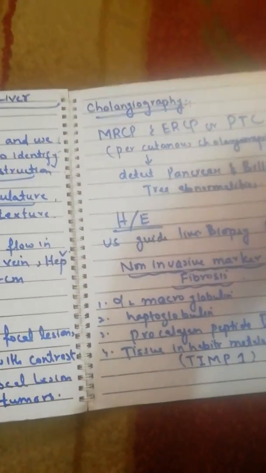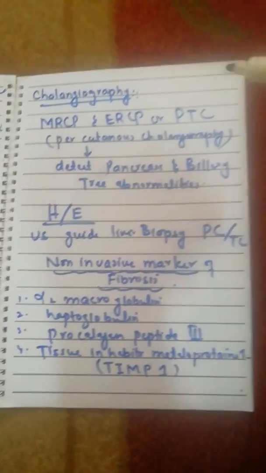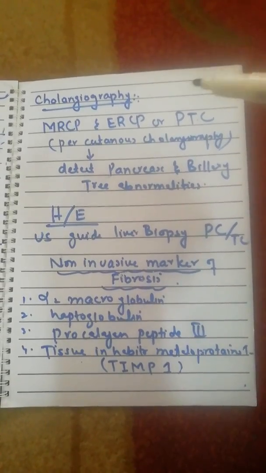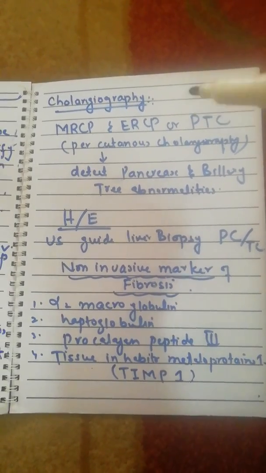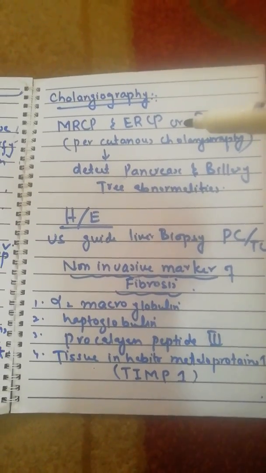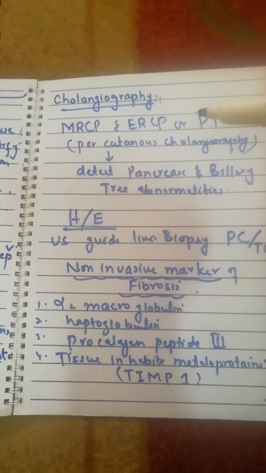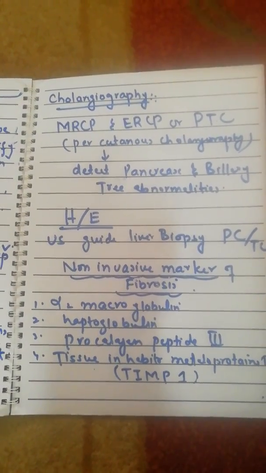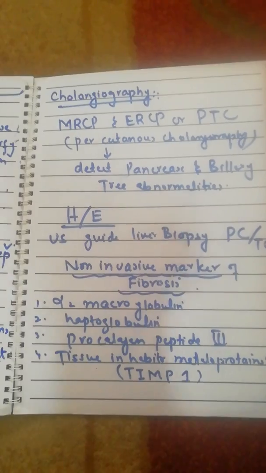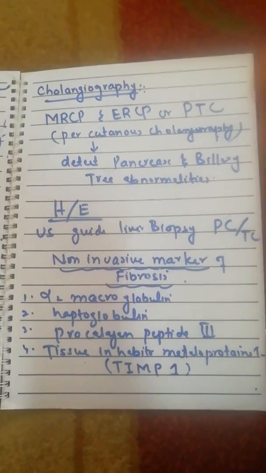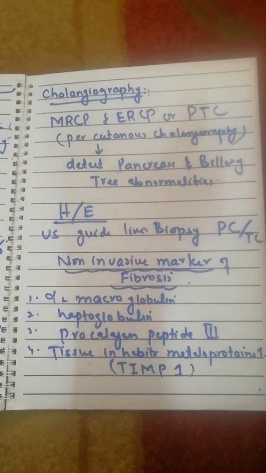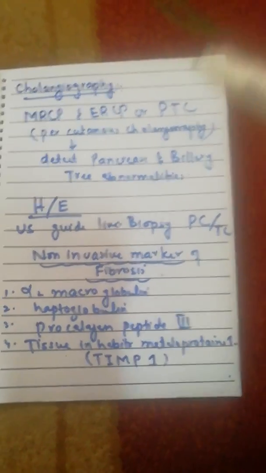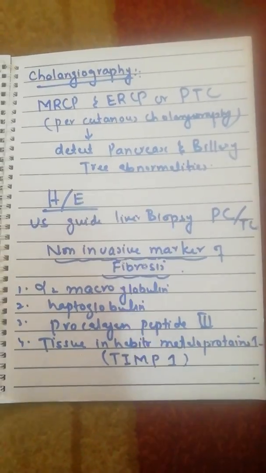So the next one is cholangiography. What is cholangiography? In cholangiography we have magnetic resonance cholangiopancreatography and endoscopic retrograde cholangiopancreatography, and also percutaneous cholangiography. It tells us mainly about biliary tract pathology and pancreatic duct pathology. So it detects pancreas and biliary tree abnormality.